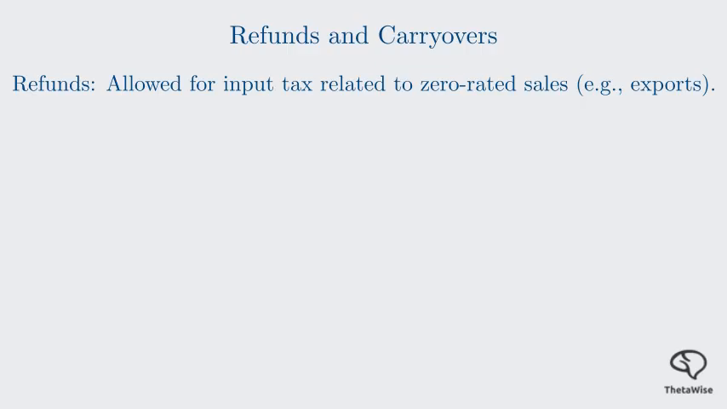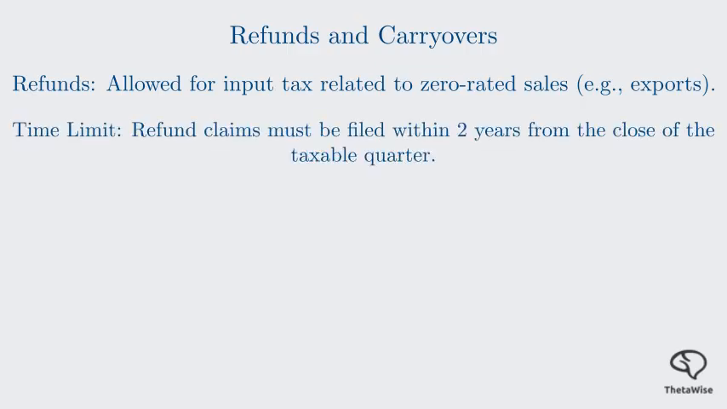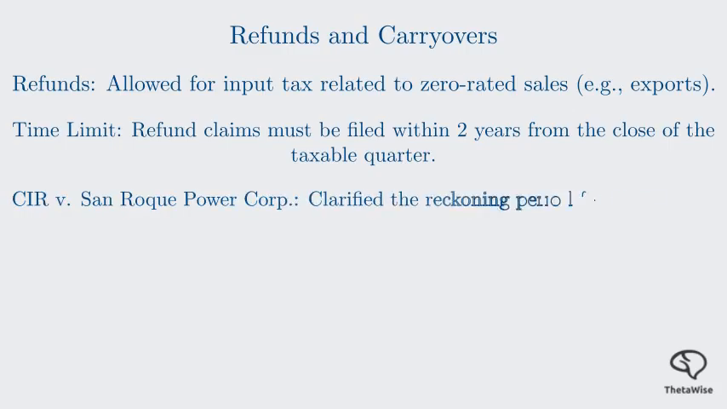This is because zero-rated sales have an output tax of 0%, so there's no output tax to credit the input tax against. The law sets a time limit for filing refund claims. You must file your claim within 2 years from the close of the taxable quarter when the zero-rated sales were made. This 2-year period has been a subject of much discussion and case law.